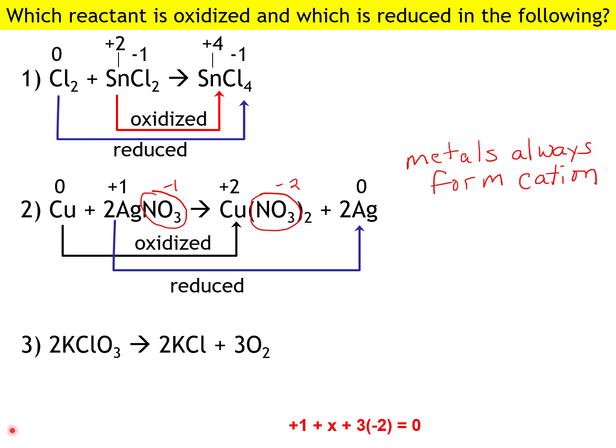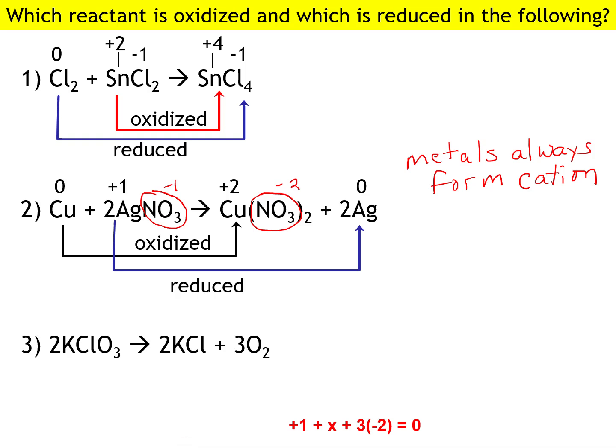Group 1 metals are always +1, and they very rarely are involved in any kind of redox reactions because they're so reactive. So here we have potassium in a compound, potassium in another compound. It's not changing its oxidation number, so we're just going to ignore it.